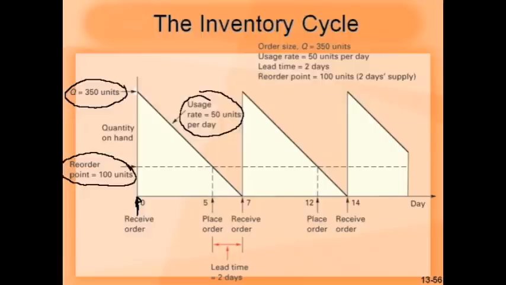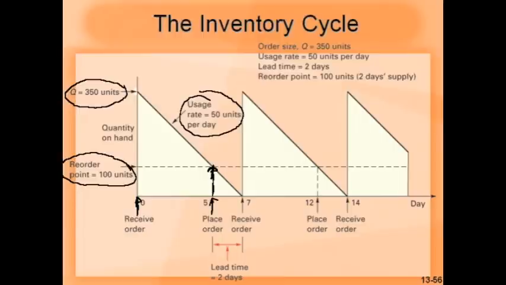So on the 5th day, if we are consuming 50 items per day, so in 5 days we have consumed 250 items. So only 100 is left. So that triggers a reorder.